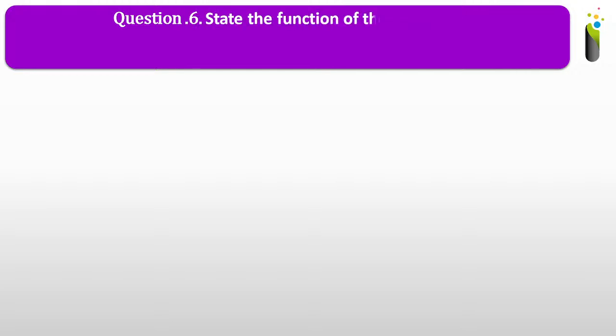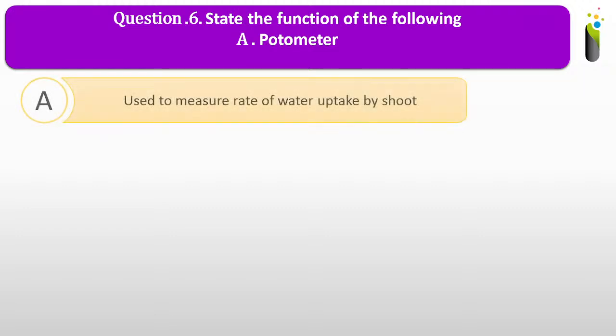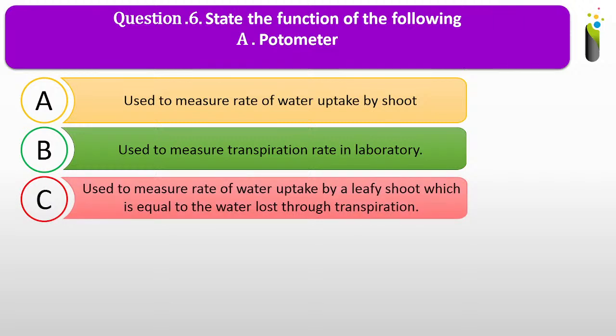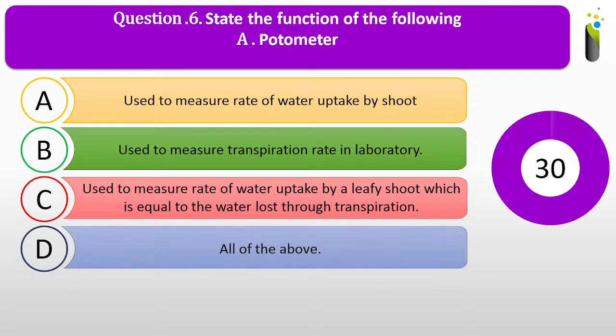Question number 6. State the functions of the following. Sub-question A. Potometer. A. Used to measure rate of water uptake by shoot. B. Used to measure transpiration rate in the laboratory. C. Used to measure the rate of water uptake by a leafy shoot, which is equal to the water loss through transpiration. D. All of the above.